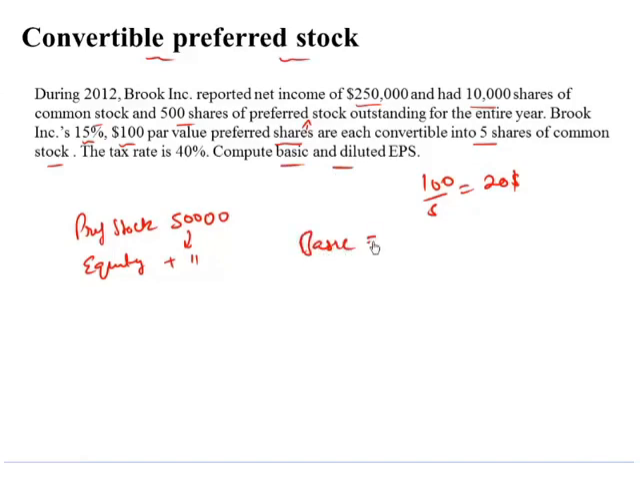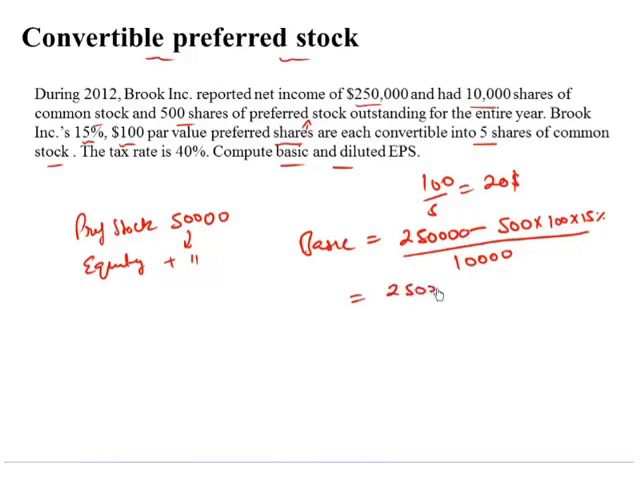So let's first do the basic calculation. It will be 250,000 minus the preferred dividend, that is 500 shares into $15 per share, 100 into 15%, divided by the number of shares, that is 10,000. So it will be 250,000 minus 7,500 upon 10,000, that is equal to 24.25. So this is the same straightforward calculation.